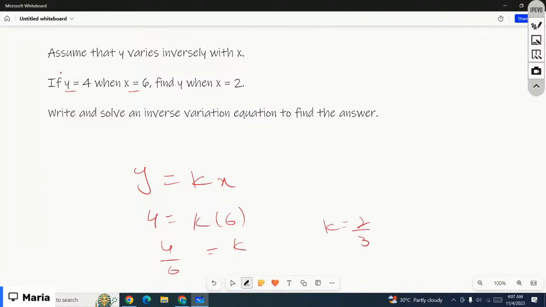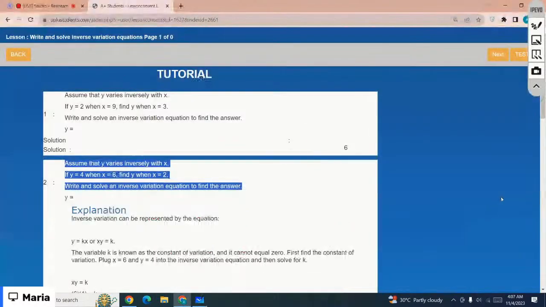Now you have to find the value of y when x is 2. Again, use the same equation. x is 2, and we are given k, that is 2 over 3. So that would be 2 times 2 is 4, and 4 over 3. That means when x equals 2, y equals 4 over 3. Got it? The correct option is 4 over 3.